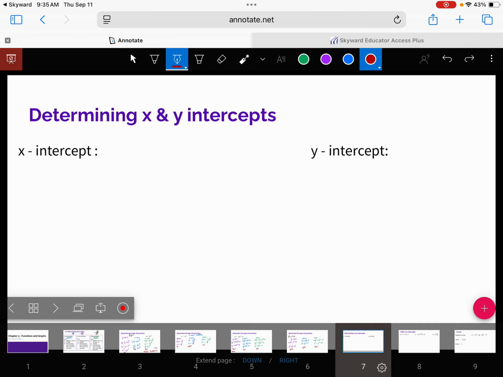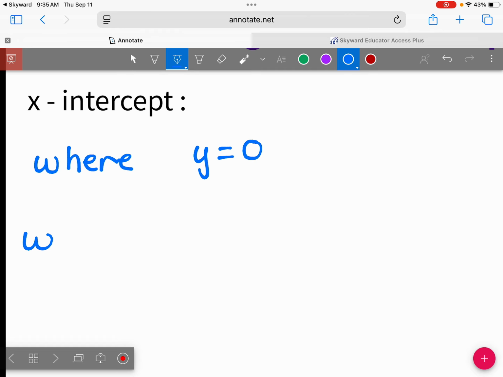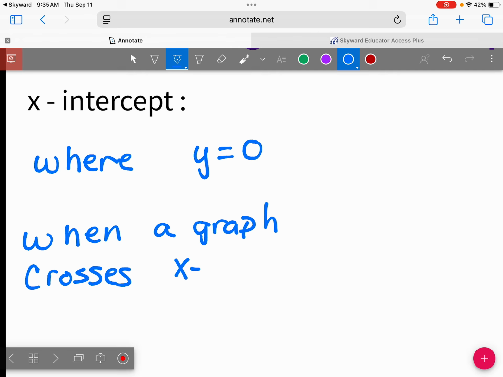Next thing we're going to talk about for today is x and y intercepts. Those are going to be things we're asked to find. We've worked with these before, again. What is an x-intercept? Where y equals 0. Yeah, it's where y equals 0. It's when the graph crosses the x-axis.